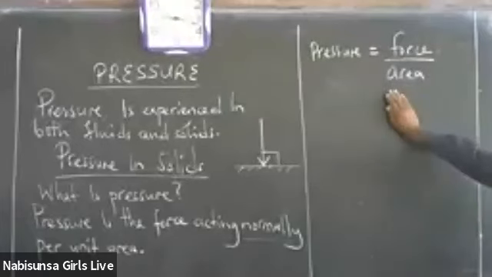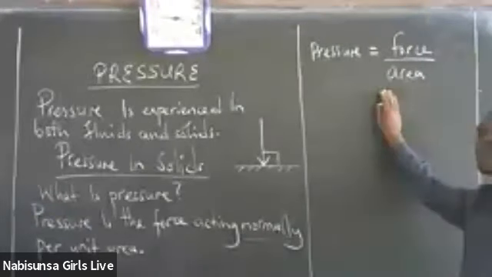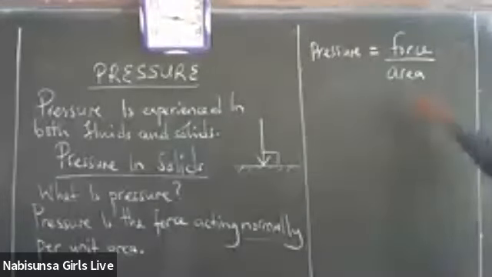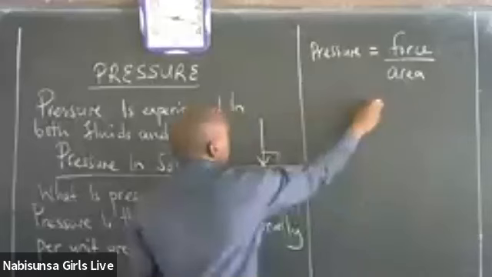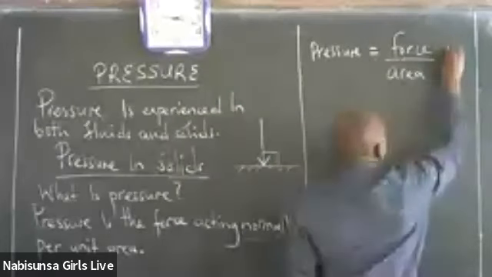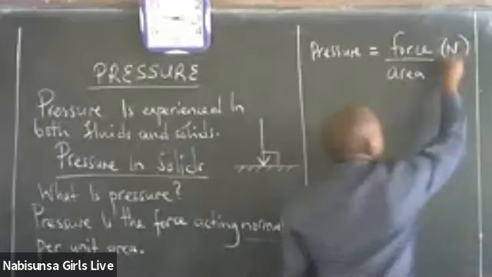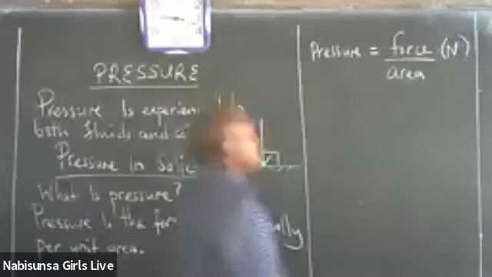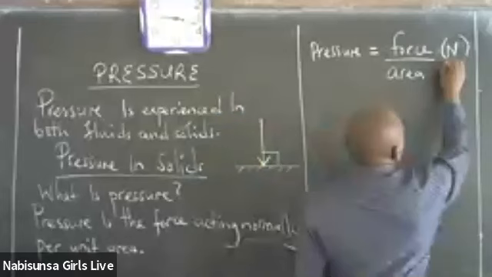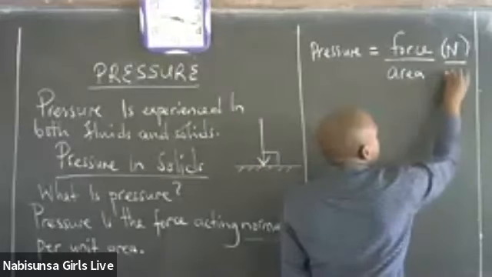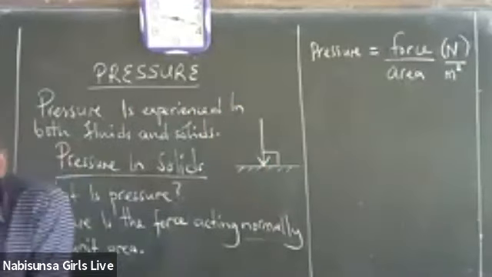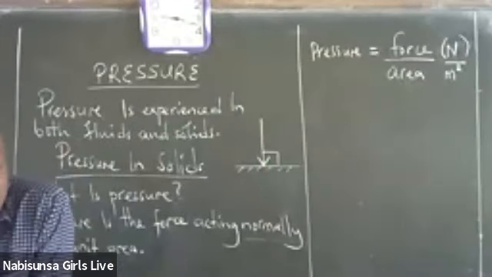So this is the formula for pressure. Make sure you have seen this formula because it is what we are going to be using in the calculations. What are the units of force? Force is measured in newtons. You remember, force is measured in newtons. What about area? The SI unit of area is meters squared. Do you recall that? Area is measured in meters squared.